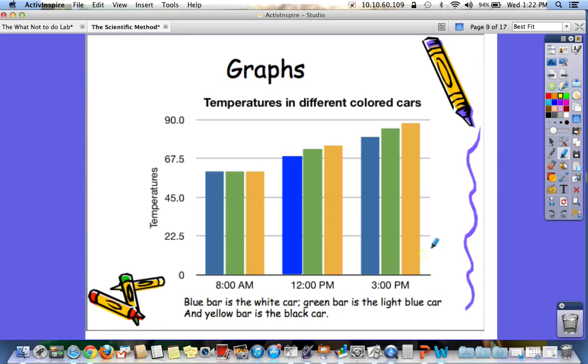And as I'm analyzing this, my hypothesis had been that I thought that the black car would get the hottest inside. If this was true data that I had actually collected, I would be able to then make a conclusion after I analyzed my data. And the pattern was that the yellow bar, the black car, got warmer and warmer and was the warmest of the cars at the end of the day or at the end of the data collection period at 3 o'clock.